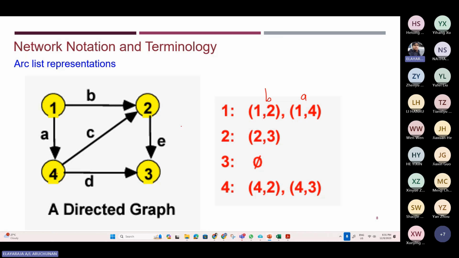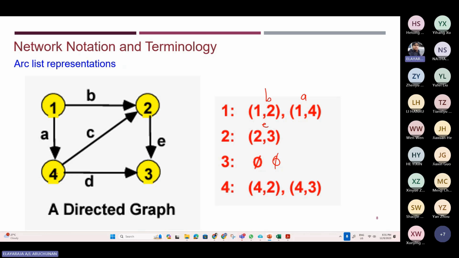This is the set of arcs. And then the second, 2 to 3. There is only one set. No other set is given in that directed graph, so it has only one set of arcs. Since node 3 has no other destinations, because 2 ends at 3 and 4 ends at 3, there are no connections from 3. So we can say there is a null set. There are no arcs at point 3.